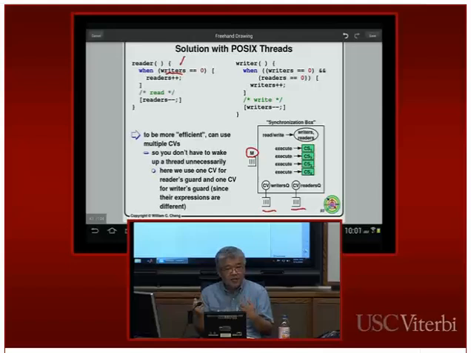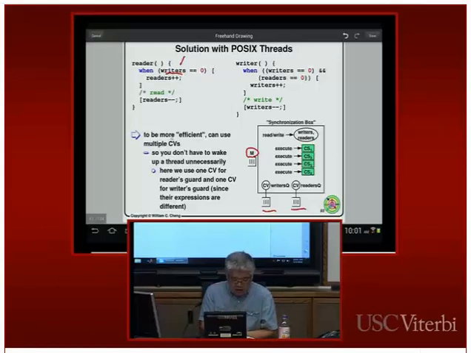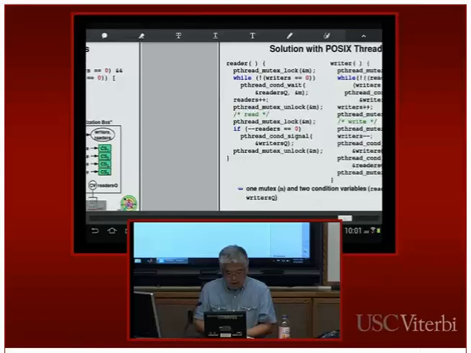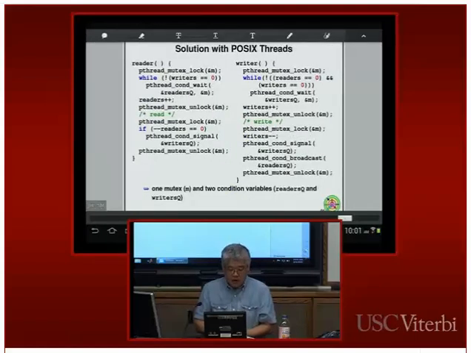So you can use one condition variable, but in this case it's better to use two, because you're going to end up with more parallelism when you run these two programs. To be more efficient, you can use multiple condition variables, so you don't have to wake up a thread unnecessarily. We're going to use one condition variable for the reader's guard and one for the writer's guard, since the expressions are different. If the guard is exactly the same for one thread versus the other, then all you have to do is use one condition variable, and when you change the variable, you can signal or broadcast the condition.